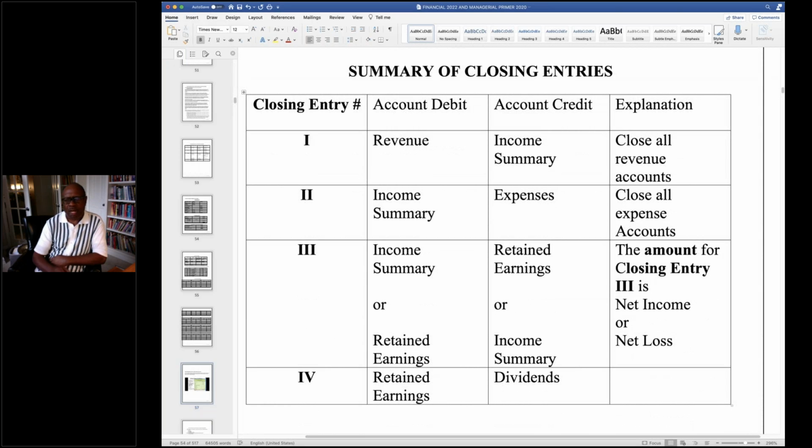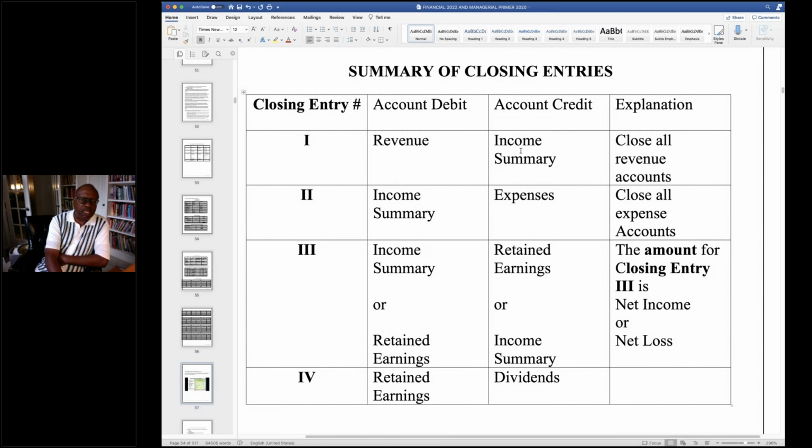This is the key chart. There are 4 closing entries. In the first one, we close out all revenue accounts by debiting revenue and crediting income summary. In the second one, we close out all the expenses by debiting income summary and crediting expenses.